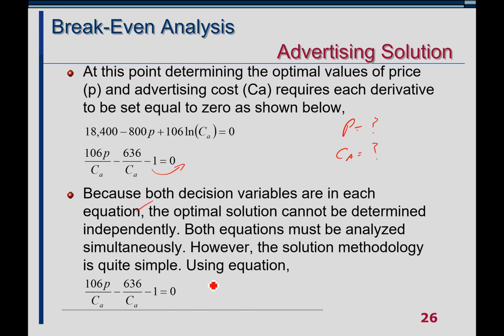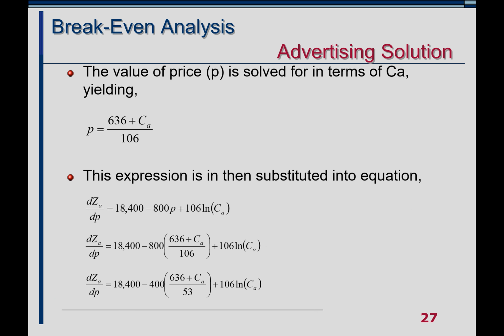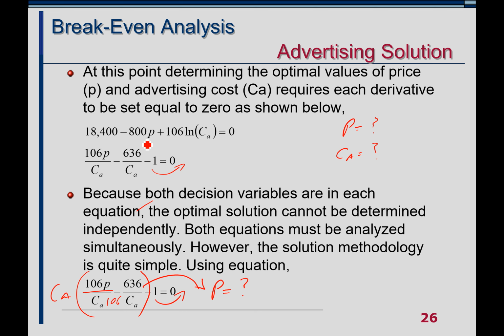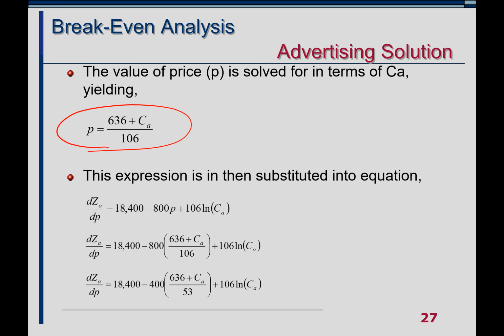So we're going to say P is equal to what? Well, we move this guy here, and then we multiply times C sub A, move this guy over here, and then divide out by 106. And when you do that, you get P as a function of C sub A. So P is equal to 636 plus C sub A divided by 106. So now what you can do is substitute in here, and wherever you see a P, you just substitute in this equation here.